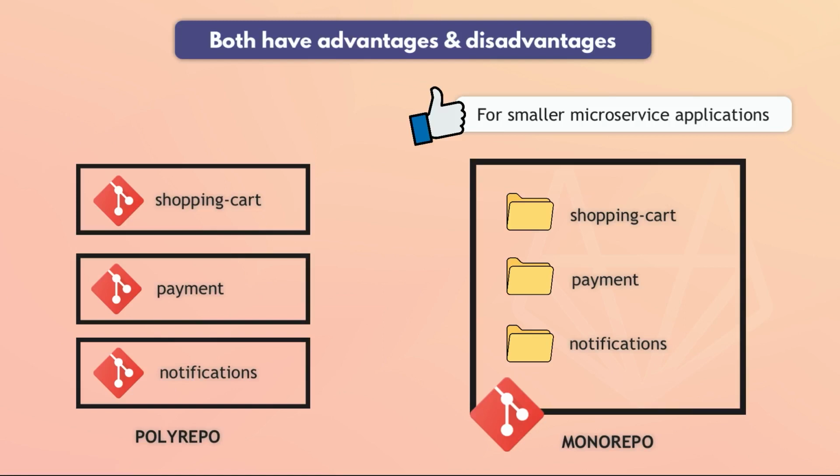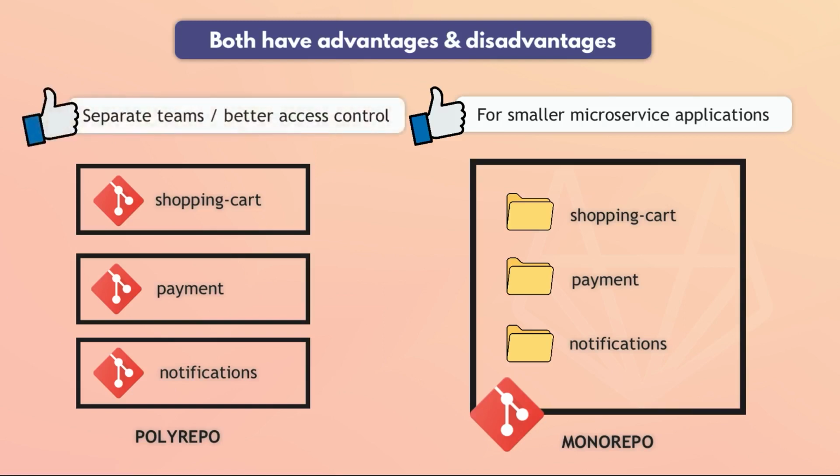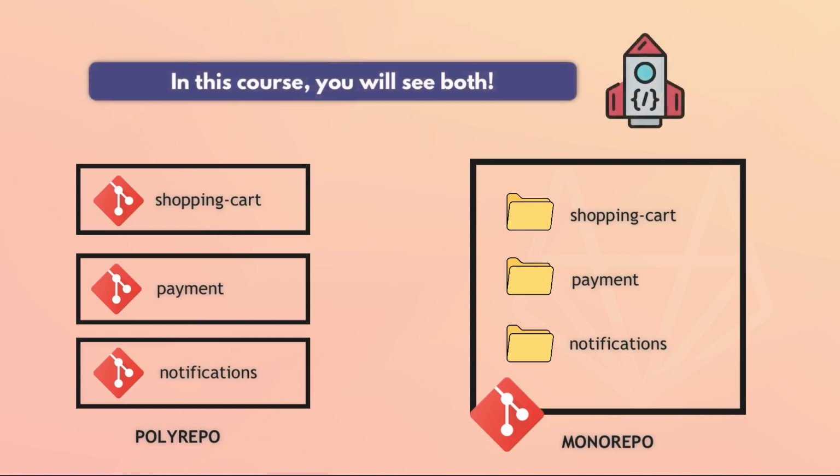On the other hand, if you have separate teams for each service, if you want to have complete isolation, smaller code base to clone, own pipelines, and so on, then of course the polyrepo would be a better option. And in this course, we're going to actually see both of these options and how to work with them.